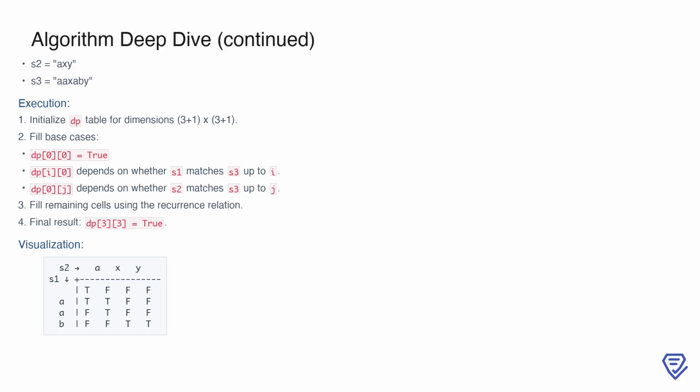After filling all cells, we find that DP[3][3] is true, which tells us that S3 can indeed be formed by interleaving S1 and S2. The table helps visualize the decision process, showing how each character in S1 and S2 contributes to forming S3.